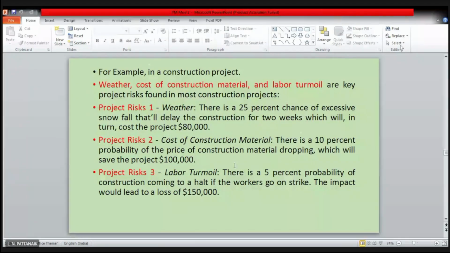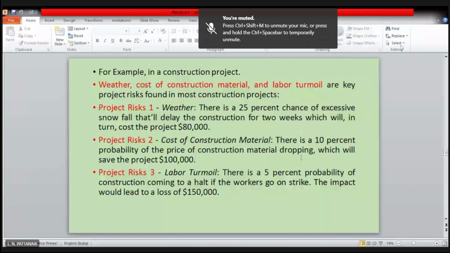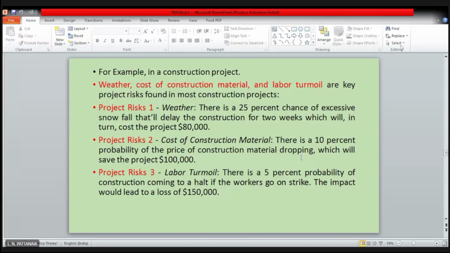The second project risk is the cost of construction material. But here you see an interesting thing. There is a 10% probability of the price of construction material dropping. I underline this: it's not rising, it's dropping. So it can happen either way. Although it is a positive thing, we consider it in the risk calculation as a positive input. So there is a 10% probability that the price of construction material will drop. If that happens, it will save the project around $100,000. So this also you can estimate: if the price drops to this value, we can save this much.